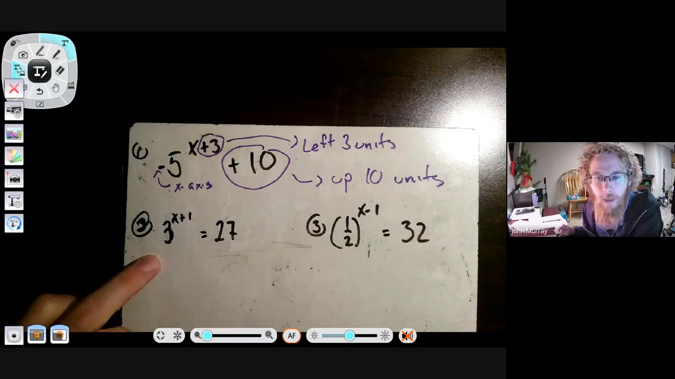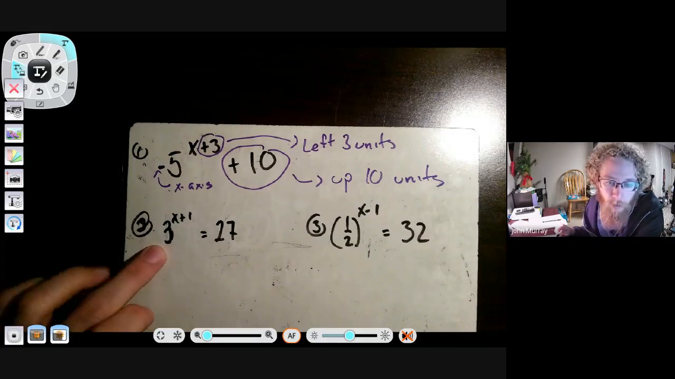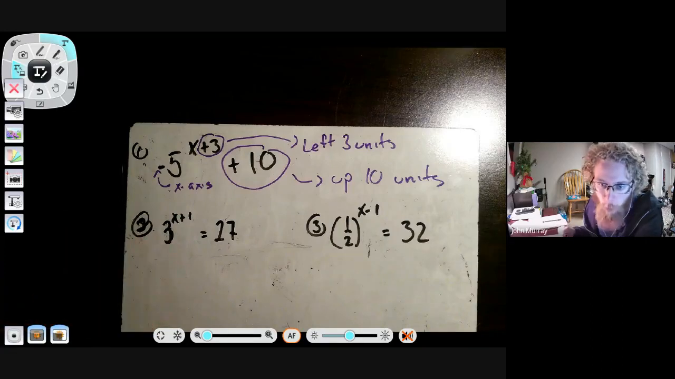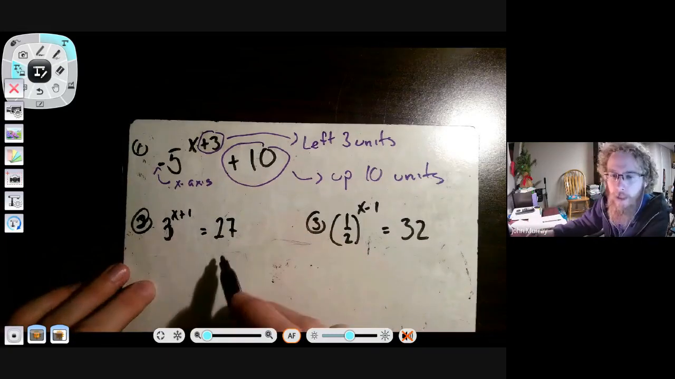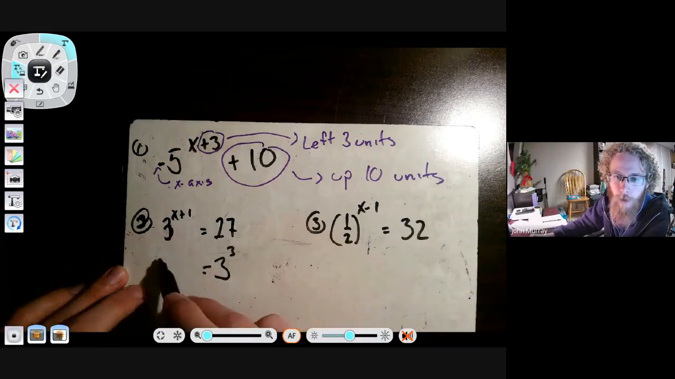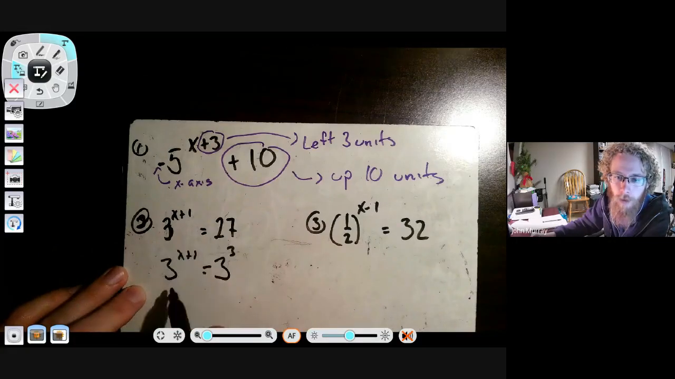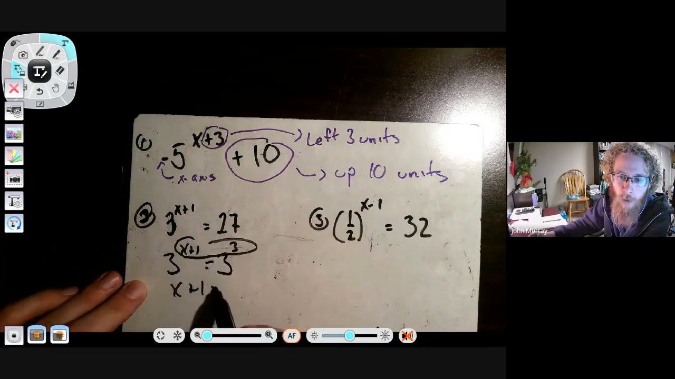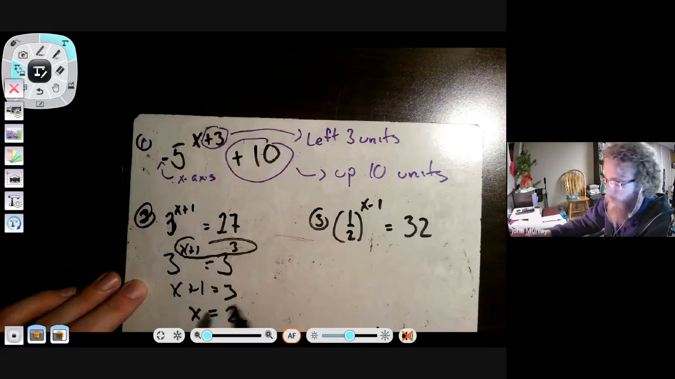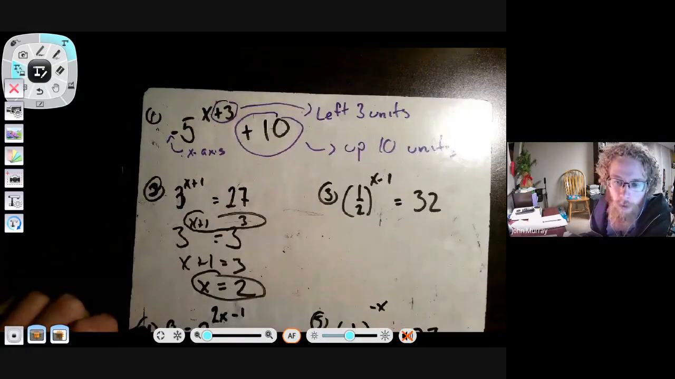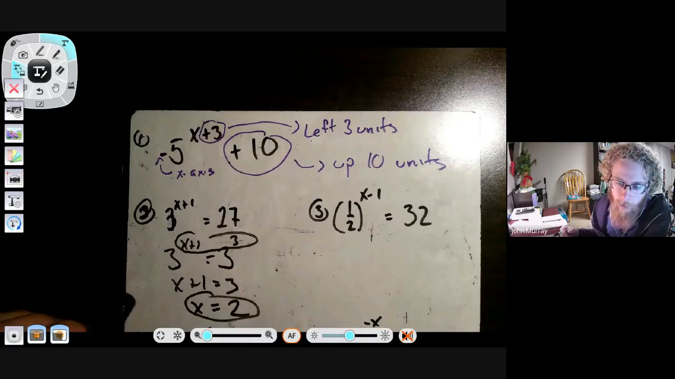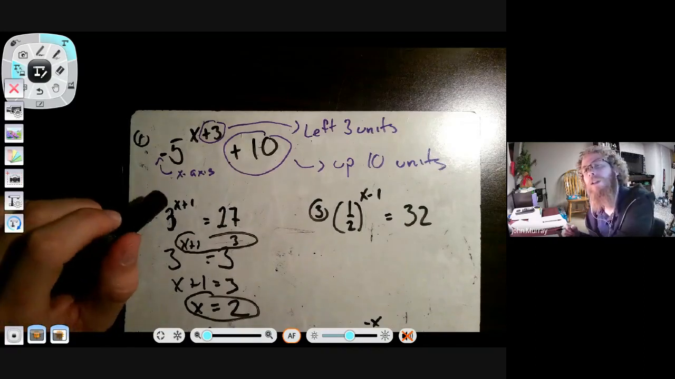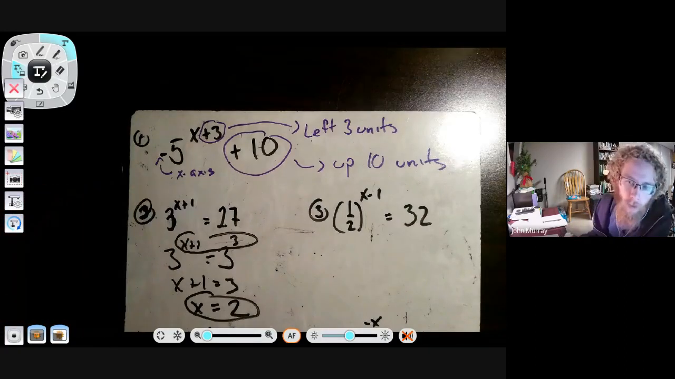So here we have 3 to the x plus 1. Well, I can't break 3 down into anything, so that's going to stay as it is. The 27 changes to 3 to the 3rd. Here we have the same base, so we just look at the exponents. x plus 1 equals 3. So your solution would be x equals 2. And I said this last time, but you can always go back and check. You plug in 2, 2 plus 1 is 3, 3 to the third power, that gets us 27.